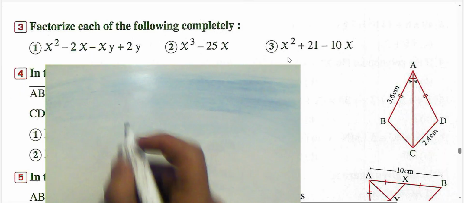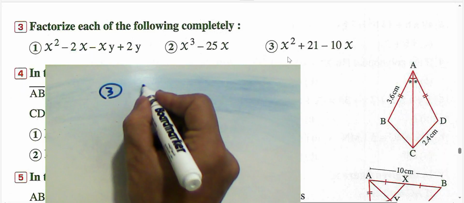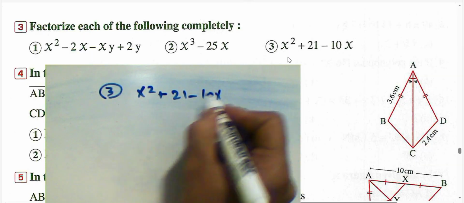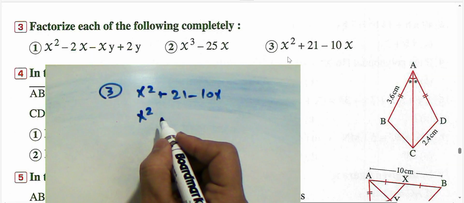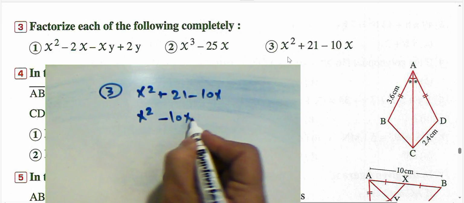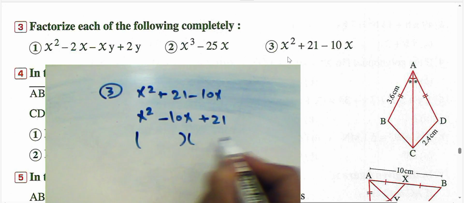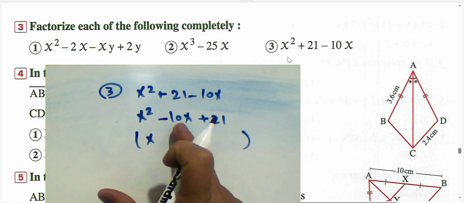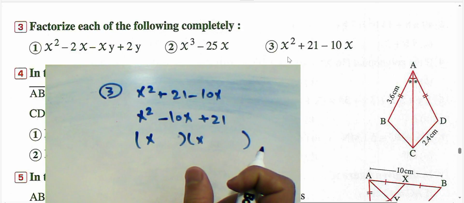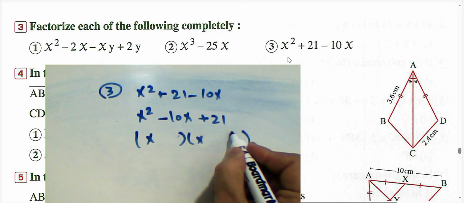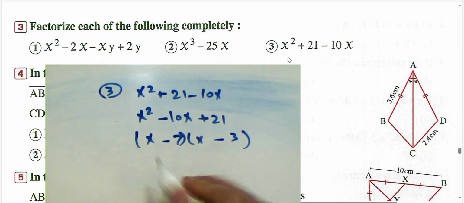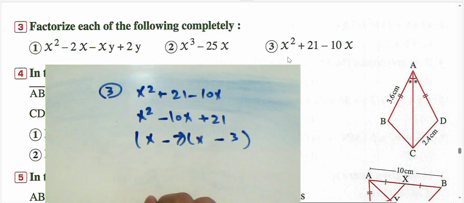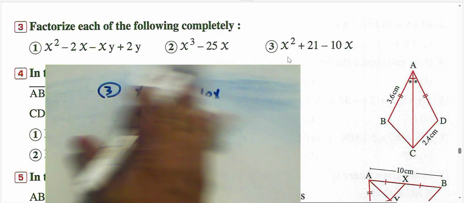Next question, number 3. We have x power 2 plus 21 subtract 10x. First step, you must arrange this expression descendingly from greatest to smallest: x power 2 first, subtract 10x plus 21. You can factorize the expression: x power 2 equals x by x, and we want two numbers whose product equals 21 and whose sum equals 10. We know 3 times 7 equals 21 and the summation of them equals 10. Write 3 and 7. The sign here will be negative and negative, because negative times negative equals positive, and negative 3 plus negative 7 equals negative 10. That's the factorization for this example.